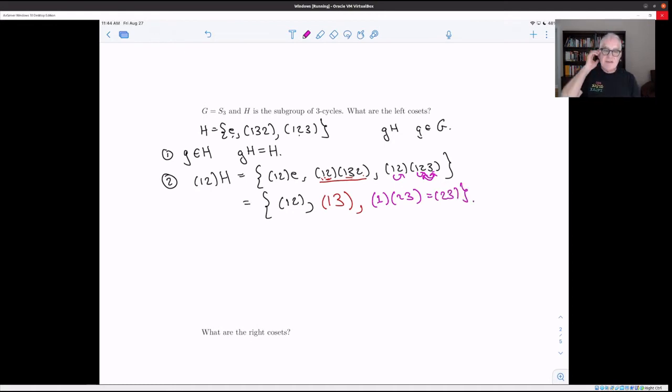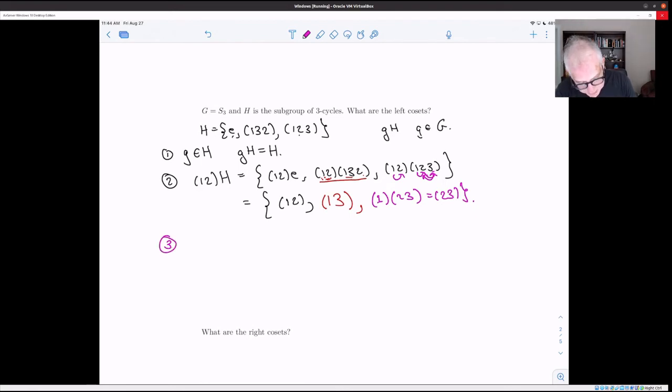In other words, the left coset (1 2)H consists of the 3 transpositions. So H itself, we know this is a group of 6 elements. H consists of the 3 rotations. The left coset (1 2)H is the 3 transpositions. Are there any other cosets?